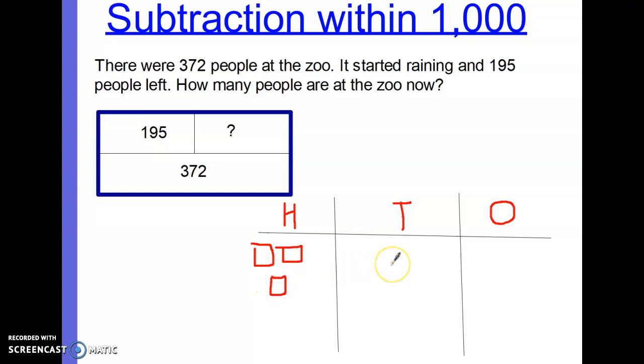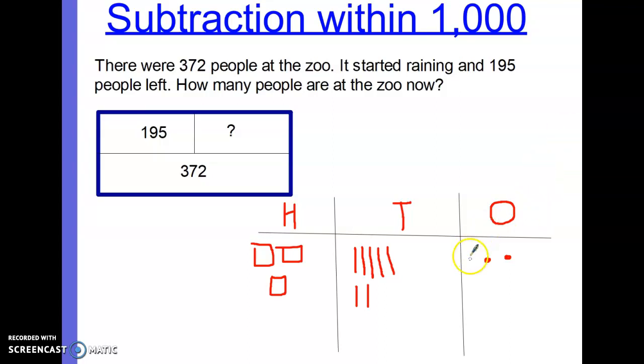I'm going to go to my tens place, and we have 7 tens. So 1, 2, 3, 4, 5, 6, 7. We're going to go to our ones place, and we have 2 ones. So 1, 2. So now we're ready to subtract. So we're going to subtract 195.